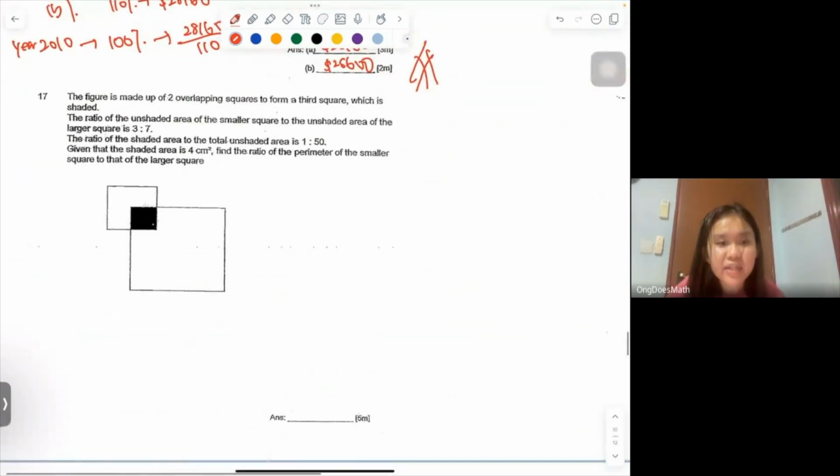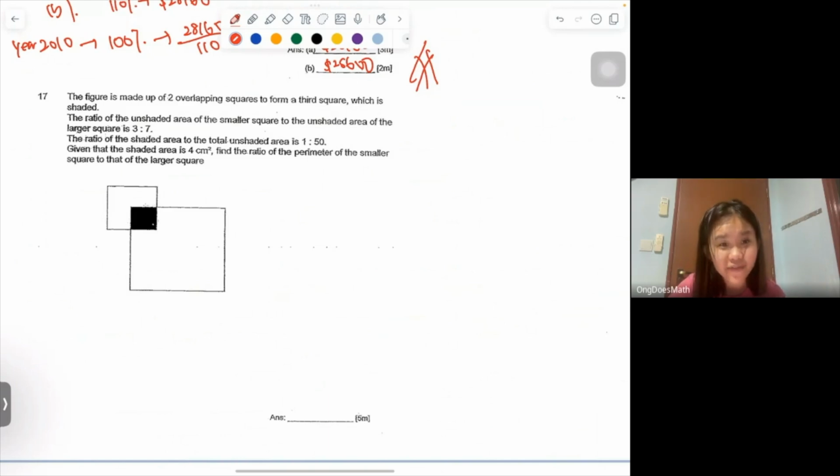Next, question 17. The figure is made of two overlapping squares to form a third square, which is shaded. The ratio of the unshaded area of the smaller square to the unshaded area of the larger square is 3:7. The ratio of the shaded area to the total unshaded area is 1:50. Given that the shaded area is 4 cm square, find the ratio of the perimeter of the smaller square to that of the larger square.